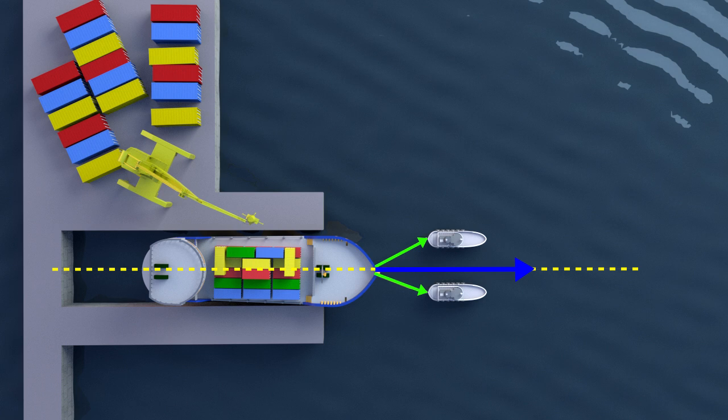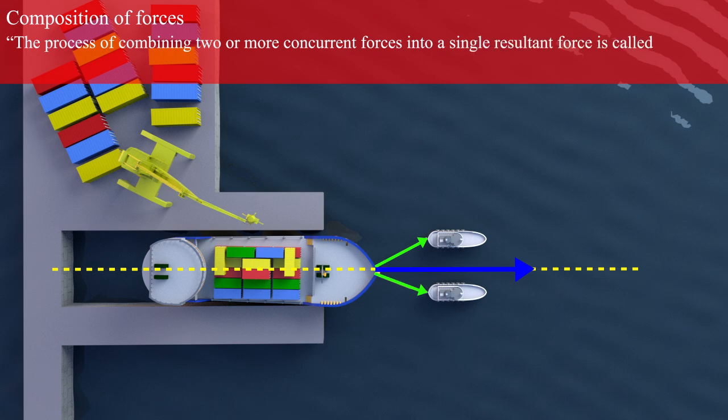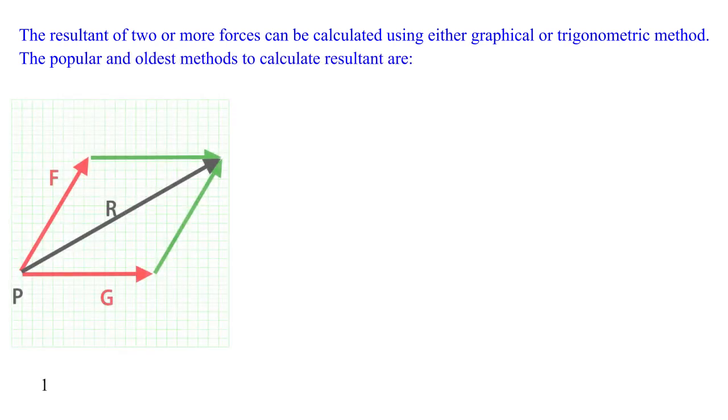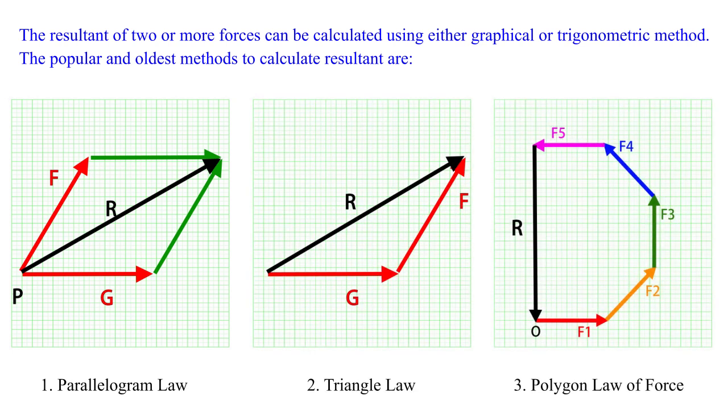To understand this, it is necessary to pick up the term composition of forces. The process of combining two or more concurrent forces into a single resultant force is called composition of forces. The resultant of two or more forces can be calculated using either graphical or trigonometric methods. The popular and oldest methods to calculate the resultant are: first, the parallelogram law; second, the triangle law; and third, the polygon law of forces. Let's see each law one by one.